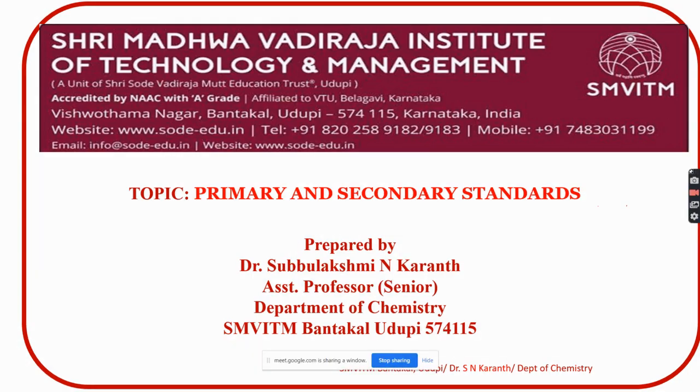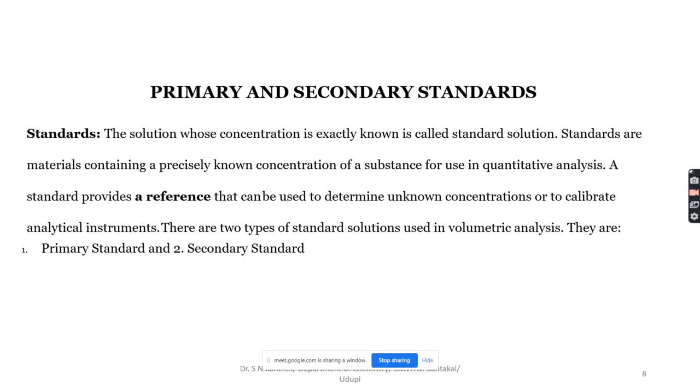Solution. I'll take what you meant by primary and secondary standards. Here you are preparing a standard solution. The standard solution is nothing but one whose concentration is exactly known. That is what we call a standard solution. A known quantity of solute is dissolved in a known amount of solvent. That is what we call a standard solution.